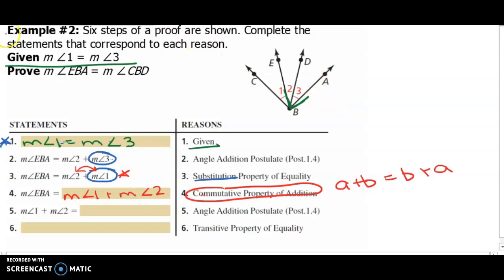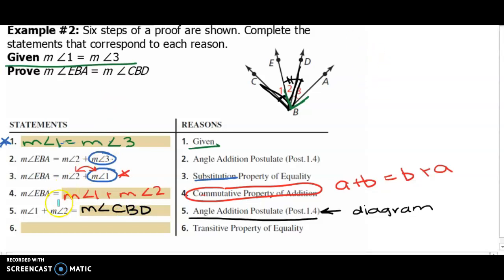All right, now we're going to be using the angle addition postulate. Anytime you see angle addition postulate, refer to the diagram. Okay, so measure of angle 1, which is right here, plus the measure of angle 2, which is right here, should be equal to this big angle right here. So it'd be the measure of angle CBD. We got that straight from the diagram.